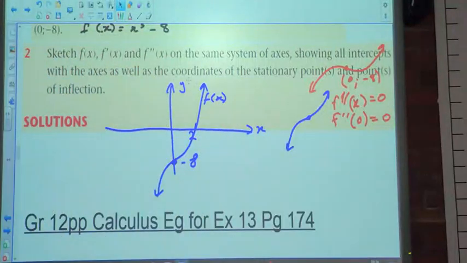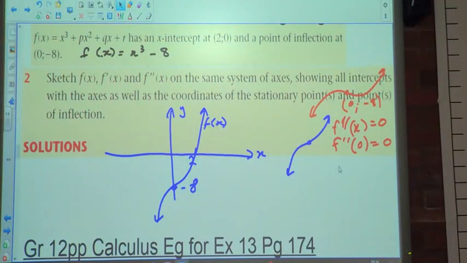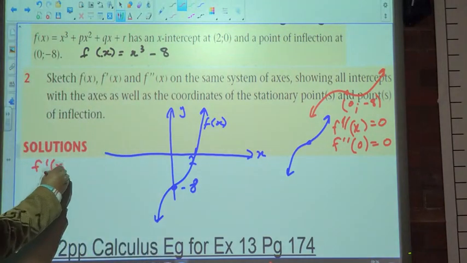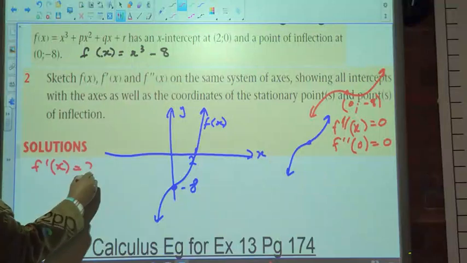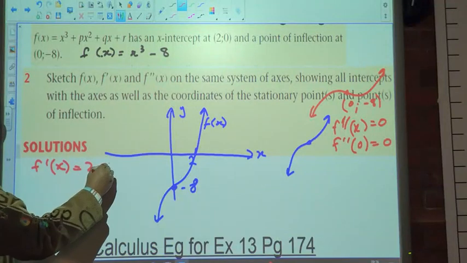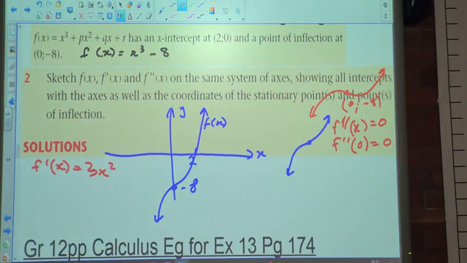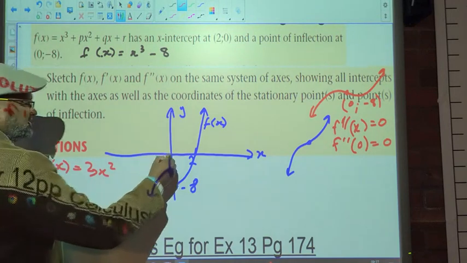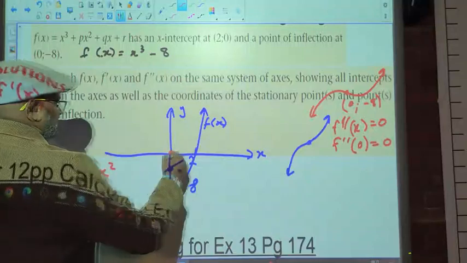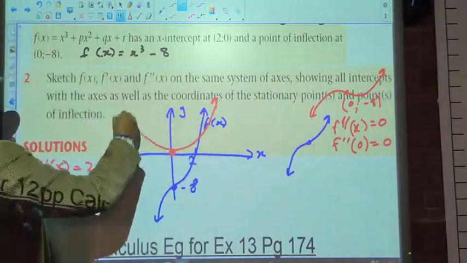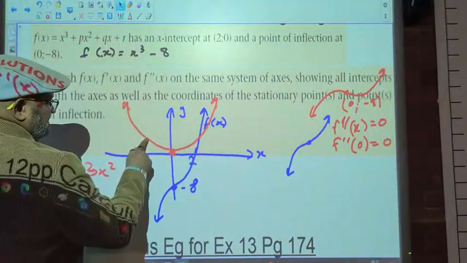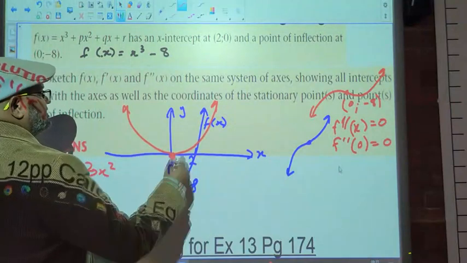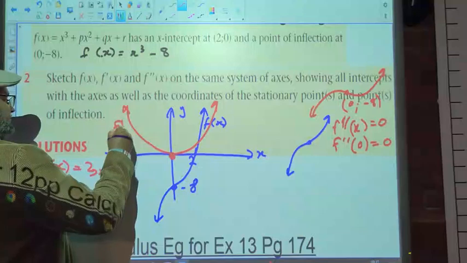Then your first derivative, f prime x, is going to give you 3x squared. So what's your x-intercept here? 0, y-intercept 0, the graph is smiling. So that is why that graph is multiplied. So we come a bit down and we go through that point. Okay, this is f dash of x.